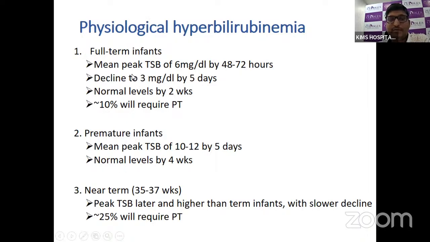So when it comes to physiological hyperbilirubinemia in different gestational age groups, normalization is faster in full-term neonates and slower in premature infants. Among full-term infants only 10% require phototherapy, whereas 25% of near-term or preterm infants require phototherapy. In preterm and near-term infants, the peak comes later, the peak value can be higher than in term infants, and the decline is slower, so more neonates will require phototherapy.